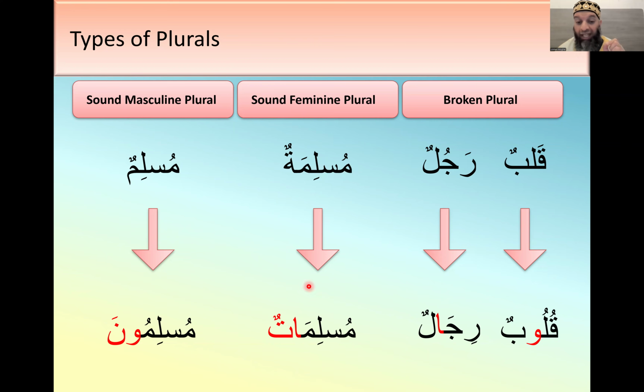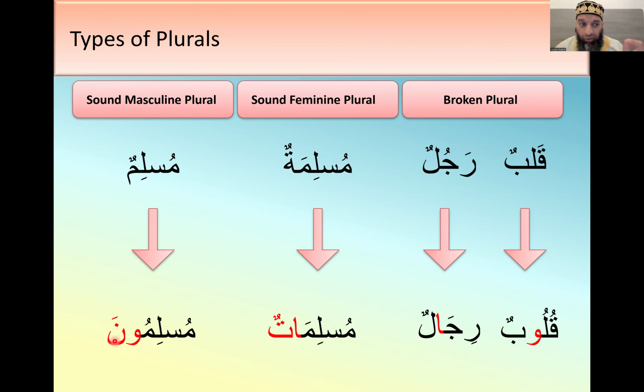It is still sound, it's intact. It's not being broken up. Muslim, that's original. The feminine form is feminized, right? But the original word Muslim is still intact. Look, Muslim is there. So the original word is intact. Sound also means intact, doesn't it? What has happened is you just added something to the end to make it a plural.